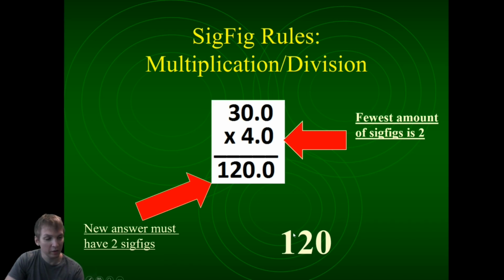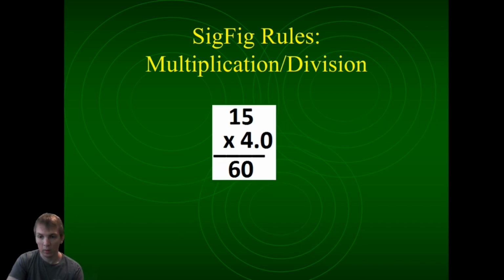Is this 1 significant? Yes. Is this 2 significant? Yes. Is this 0 significant? No, it is not. It is not sandwiched. It is not trailing in the decimal, so it is not significant. Okay? One more practice problem here.